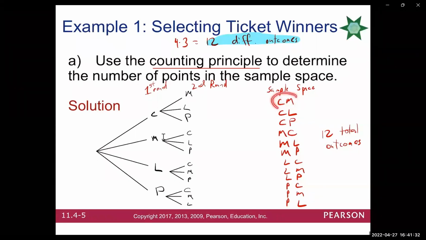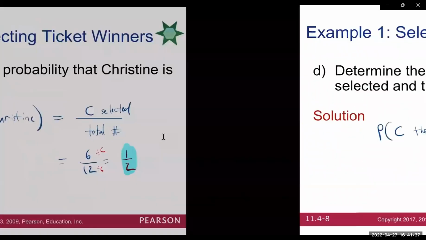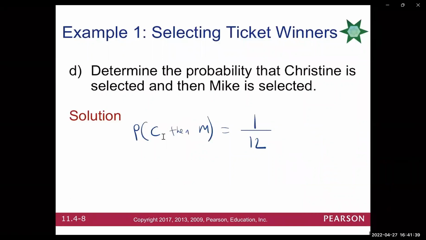So the answer is going to be 1 out of 12. And that's because it's saying that Christine is selected and then Mike is selected. If they would have just said Christine and Mike are selected, it doesn't matter the order. But the fact that they're saying "and then" means there's a specific order. They want C and then M. So there's only one way that can happen. All right, let's check out the next example.